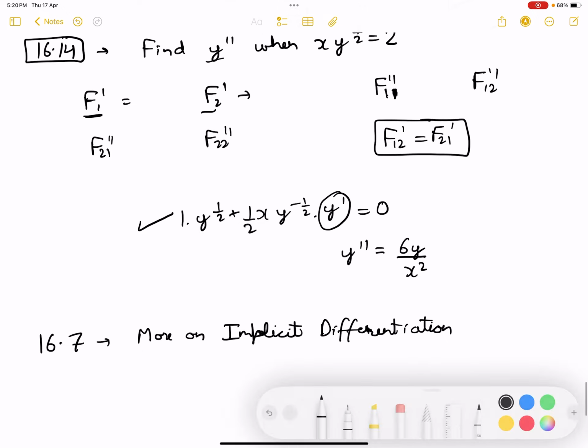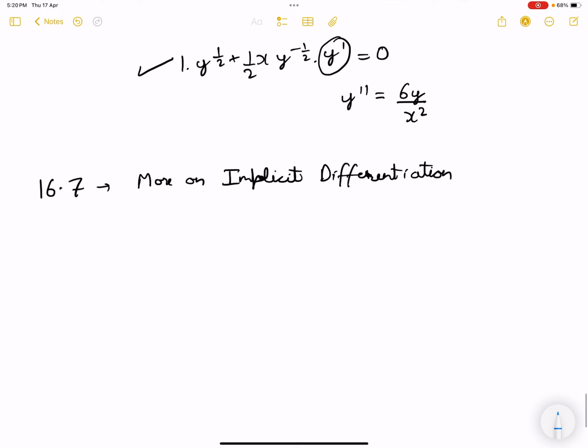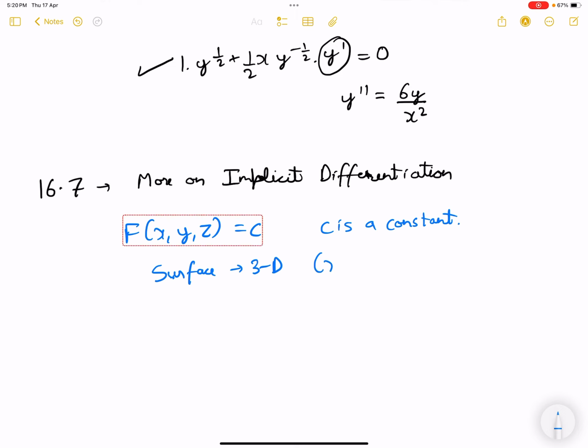Okay, I hope you have solved this. Now moving forward, we have already taken the case of 2 variables. Now let's take a case of 3 variables and then n variables in general. Here c is a constant and variables are x, y and z. So basically this equation will describe a whole surface in 3D of all those points such that f(x,y,z) equals c. So this is called the graph of the equation.